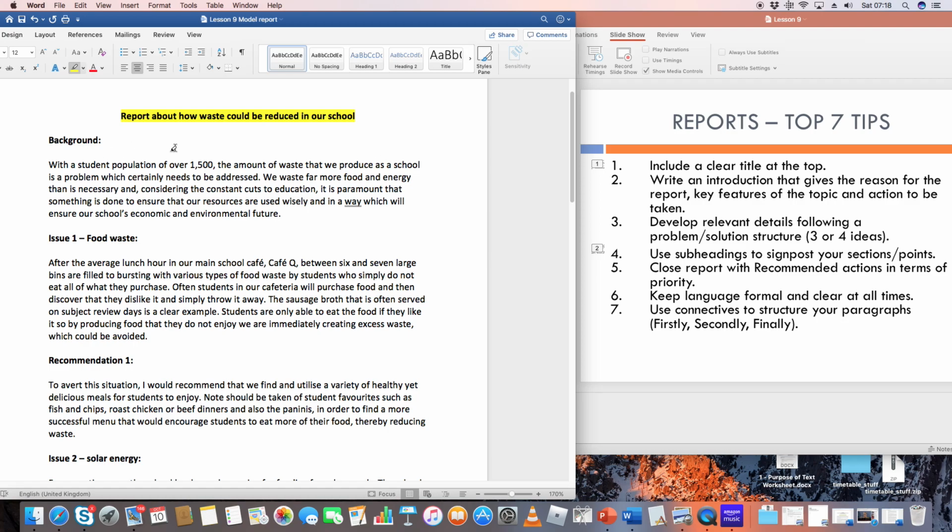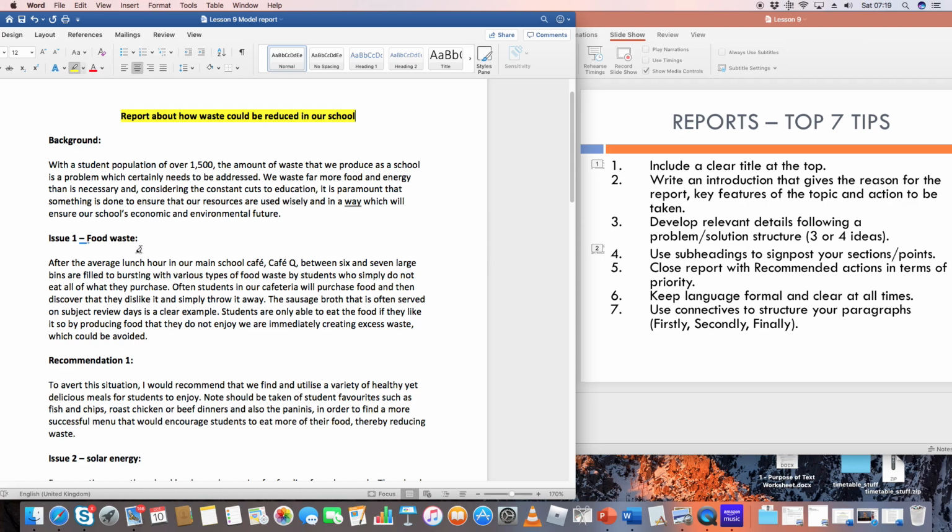So background, introduction, yeah, reason for the report. So it talks about the amount of waste. Okay, it talks about what the key features of the topic are, and what action needs to be taken. Okay, so very clear. You read that, you know what's going to come in it. Okay, so relevant details, so problem solution.